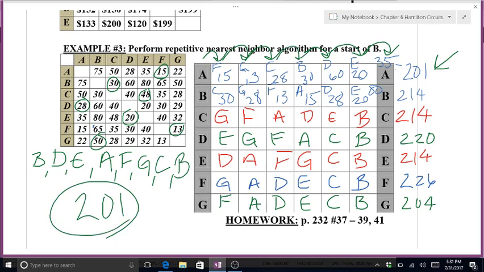Your homework for tonight is going to be page 232, numbers 37 through 39, as well as number 41. And I will see you back here tomorrow.